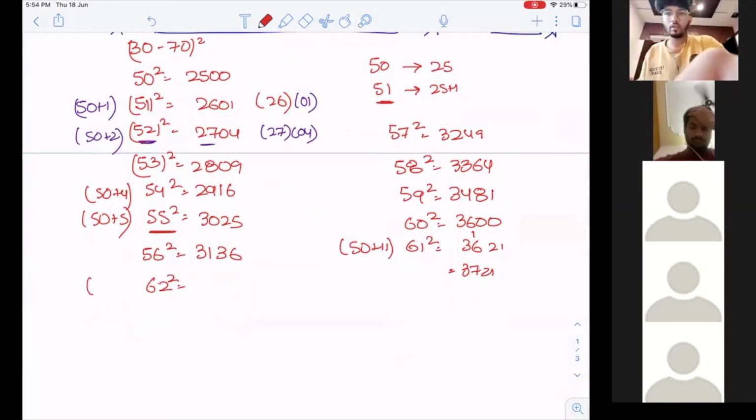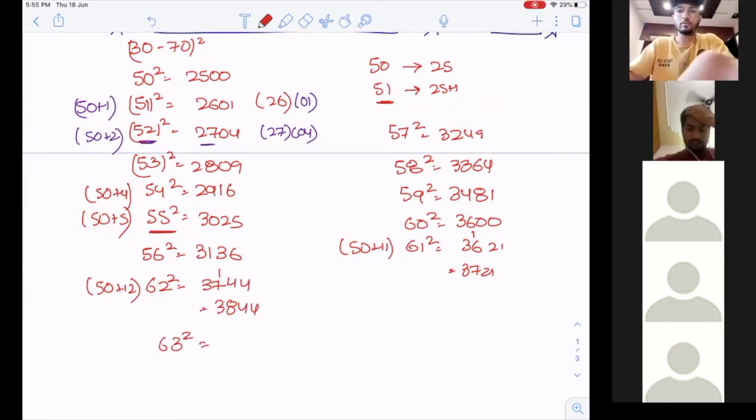How is this formed? 50 plus 12. What is 25 plus 12? Krishna, 25 plus 12. I cannot hear you. 37, sir. 37. What is 12 square? 144. So 3844. This is just explained to you.